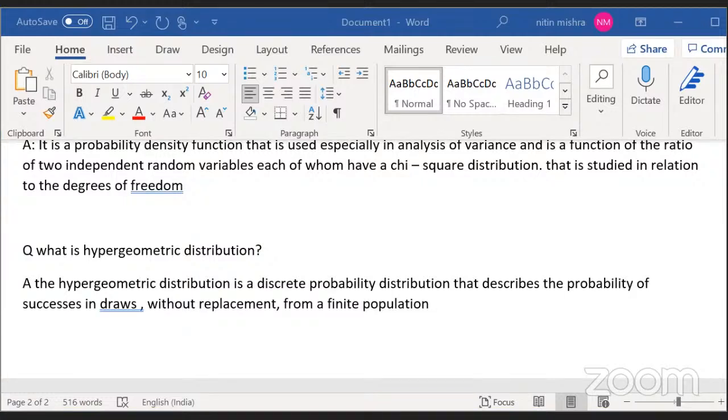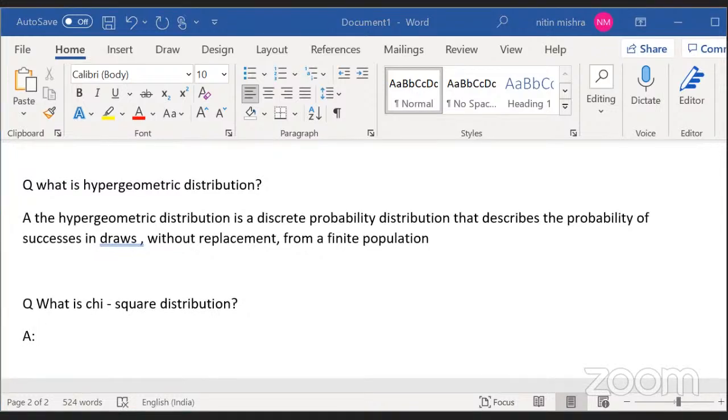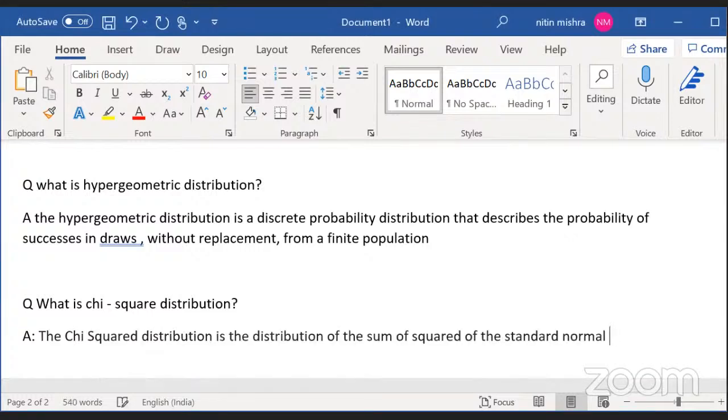Given that we have just discussed chi-square distribution, it logically follows, what is chi-square distribution? The chi-square distribution is the distribution of the sum of the squares of the standard normal distribution, or actually they are called deviates, standard normal deviates.